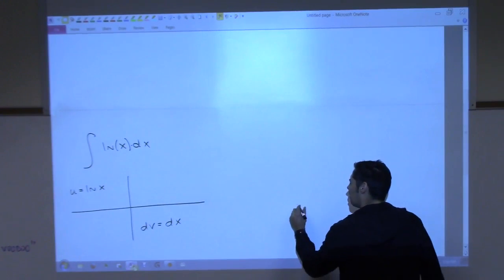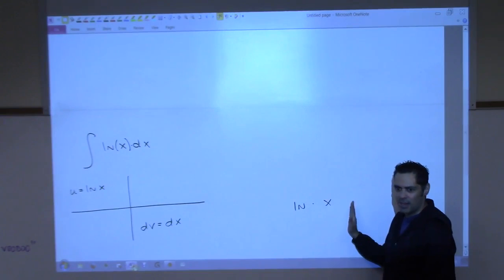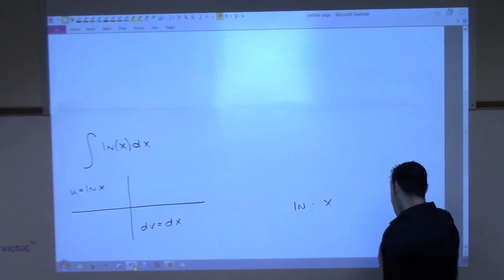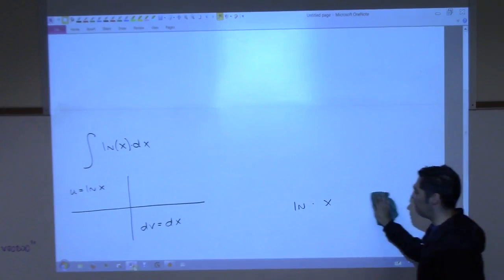But everyone clear that you cannot separate natural log and x? That's not ln times x, so we can't do that. So yeah, that's good, go with it. Go with it, see what happens.